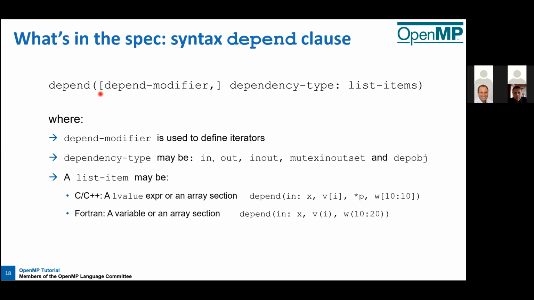All right, so what do we have? We have this depend clause that takes a depend modifier, a dependency type, and then a bunch of list items, so variables or array references. You can specify in, out, and inout. So in is an input dependency which expresses that the task is reading that data. Out means that the task is producing that data, and inout is the combination of those two. And for the sake of simplicity, I will ignore mutexinoutset and depobj. We will probably come back later to that if there's a real desire.